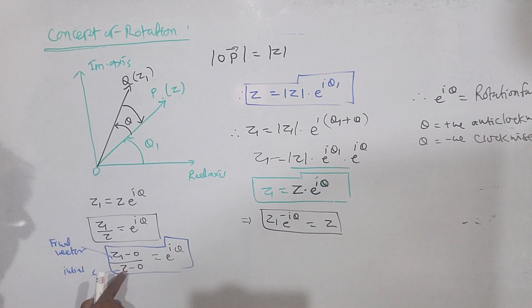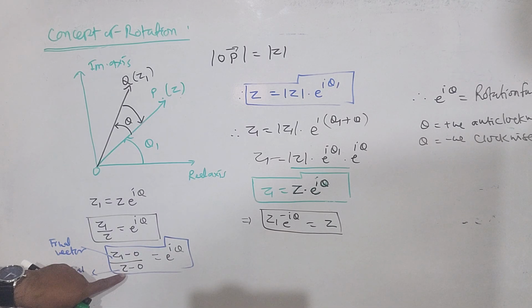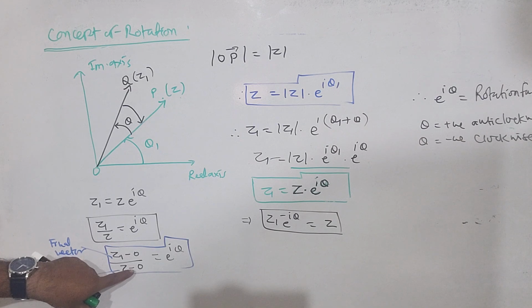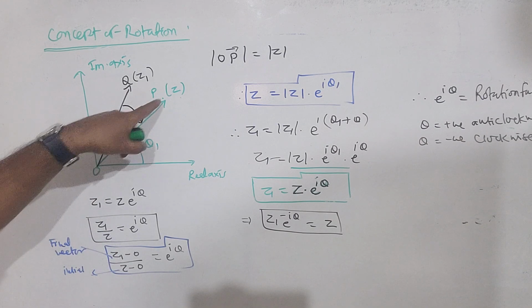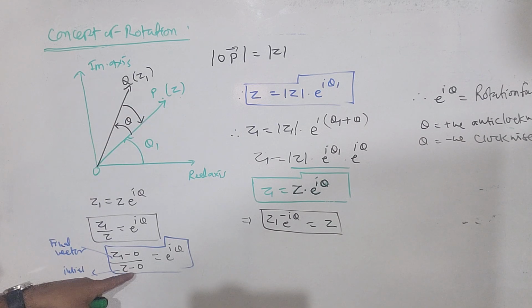So (Z1 minus 0) upon (Z minus 0) equal to e to the power iota theta. That means this initial vector, OP, represented by Z minus 0, is rotated in the anti-clockwise direction by theta degrees to get the final vector Z1 minus 0. Got it?